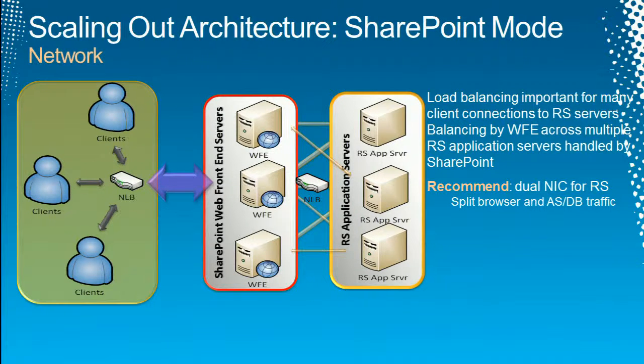And again, the dual NIC recommendation still applies to the app server, so that incoming traffic from the request doesn't conflict with the data source traffic, or the traffic that needs to go to the catalog to retrieve the actual results of the query.